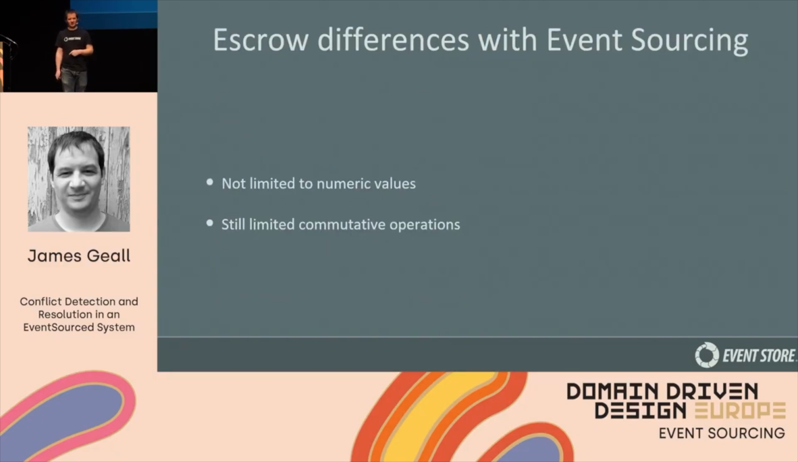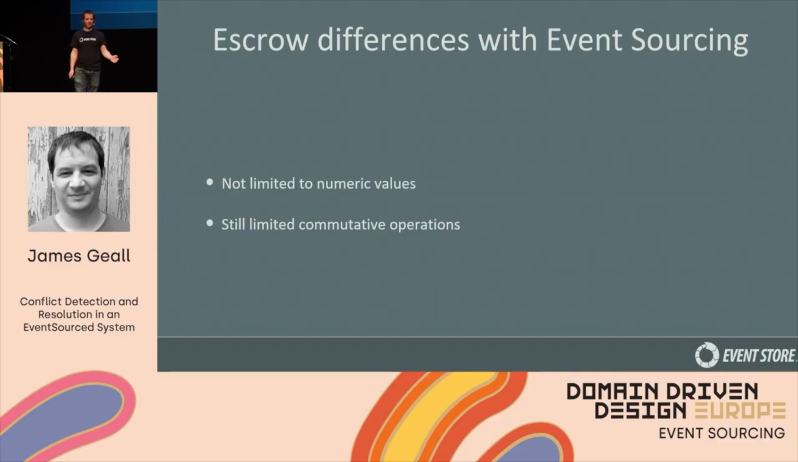Differences between ESCO and event sourcing. Events can contain any payload you want. You are no longer limited to numerical values. It is, however, still limited to commutative operations. However, that generally tends to mean commutative at a business level. Yeah? I changed my address and someone else changed my credit limit are two completely different operations that have no conflict. And the state, the roll-up of my state, ends up being correct regardless of the fact that we didn't use optimistic concurrency.